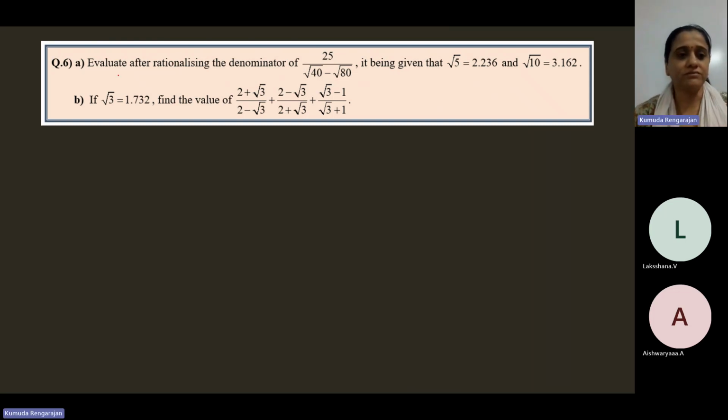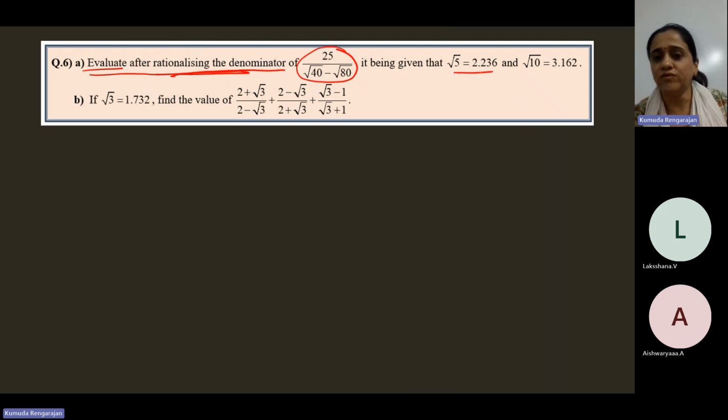So look at 6A. Evaluate after rationalizing the denominator of. Evaluate meaning find the value of. So find the value of this number after rationalizing the denominator, given that root 5 is 2.236 and root 10 is 3.162.